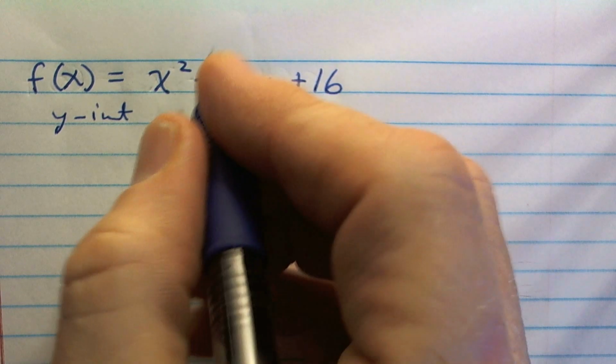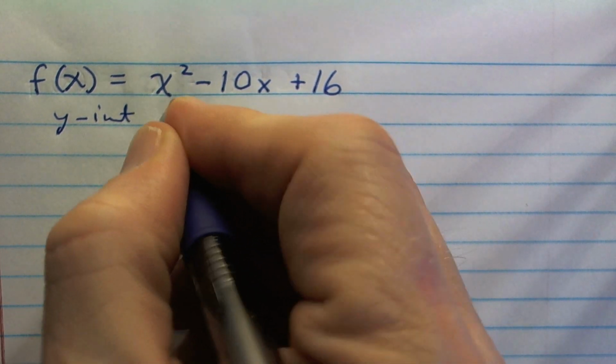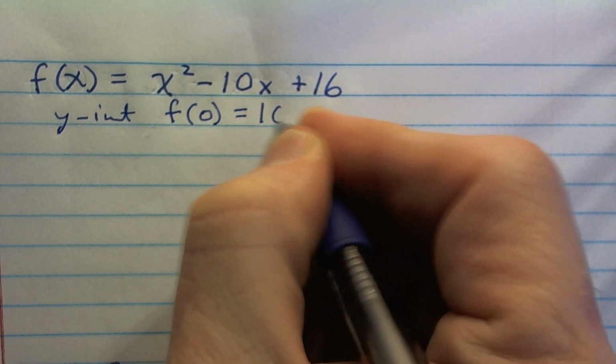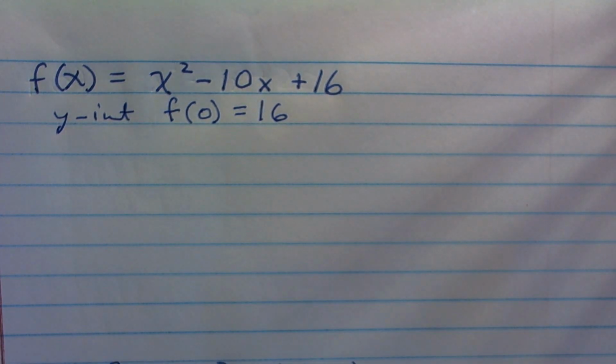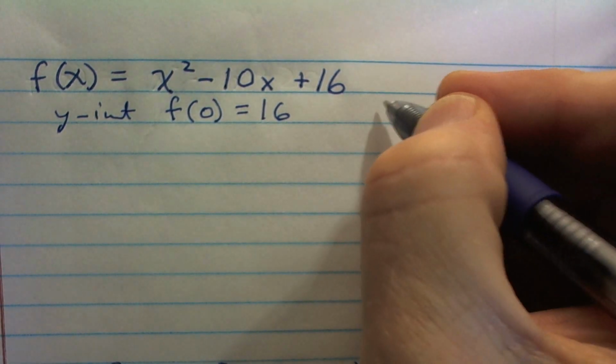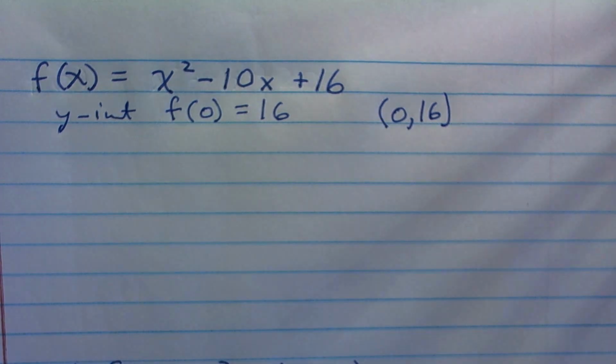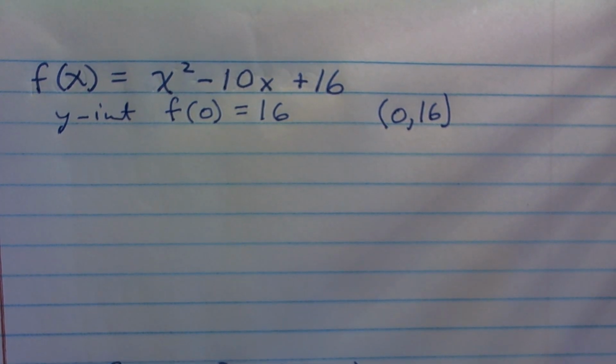Now, as far as the y-intercept goes, the y-intercept for this second degree polynomial and all these functions that we're dealing with, you're going to find the y-intercept by just substituting a 0 in for x. Because that's what the y-intercept is. It's where the graph crosses the y-axis, which is where the x is 0. So in this case, we get the point (0, 16). That's our y-intercept. And that's the easiest thing for us to find here.